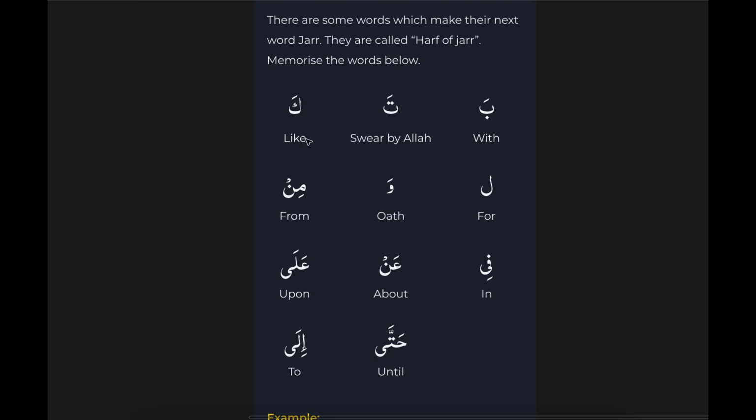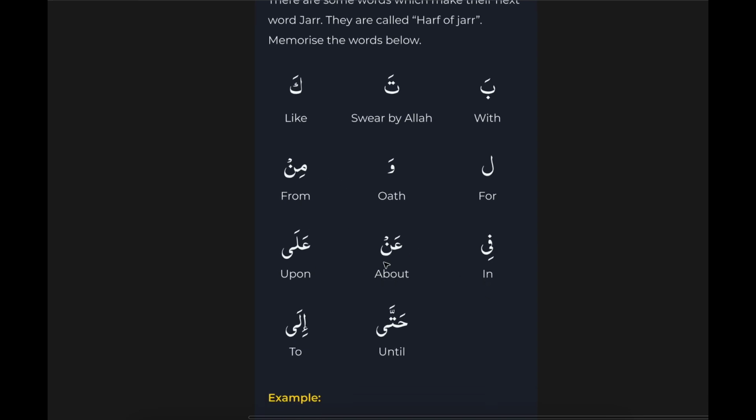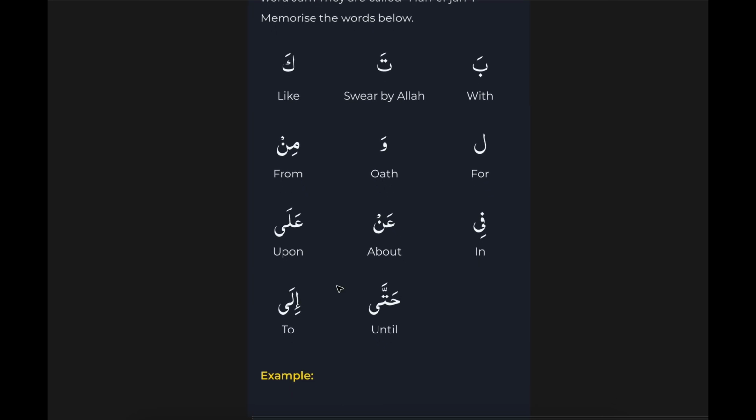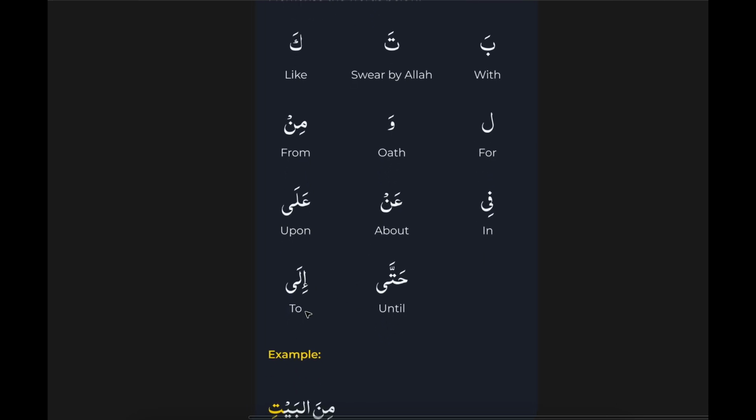Ka means like. This is not the attached pronoun of anta. This is just ka. It means like. Lam means for. Wa means, again, when you swear, you can use wa. Min means from. Fi means in. An means about. Ala means upon. Hatta means until. Ila means to.